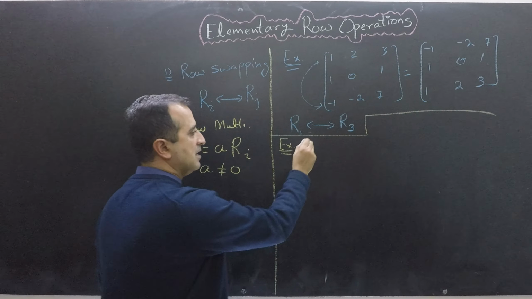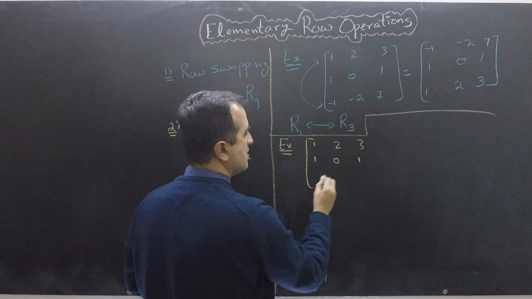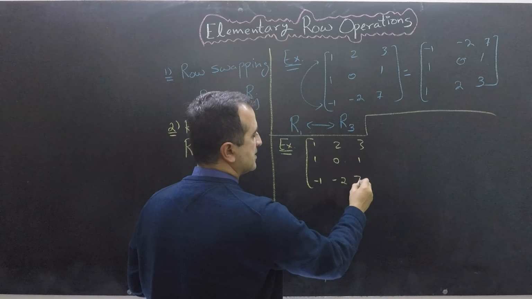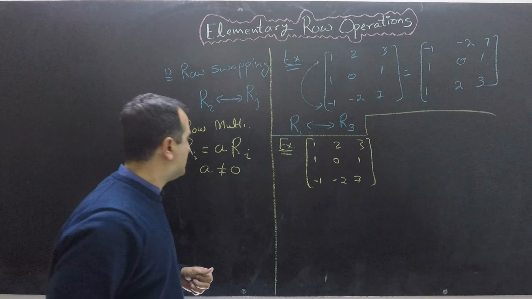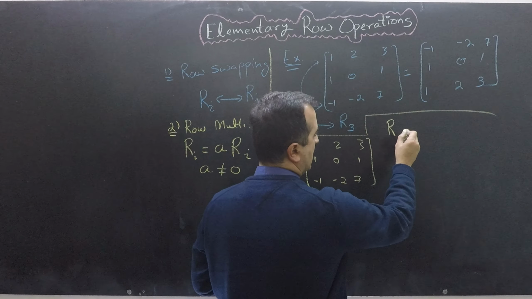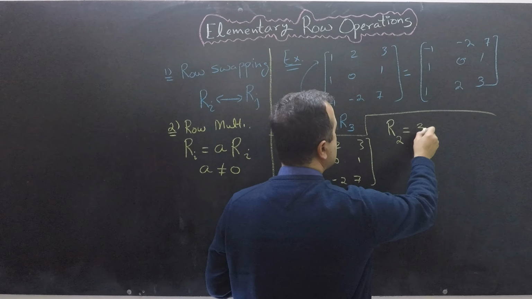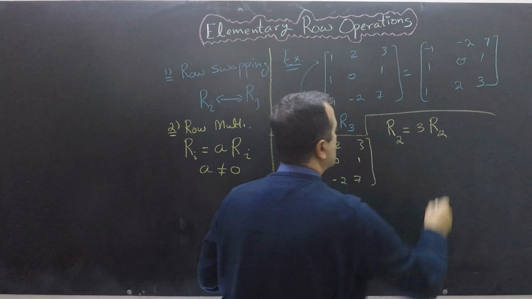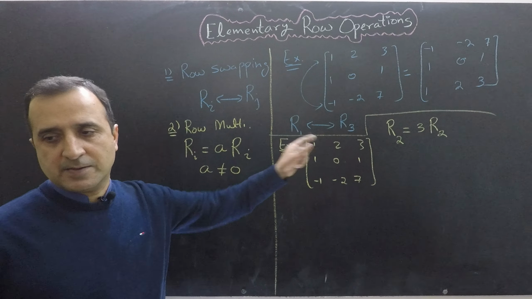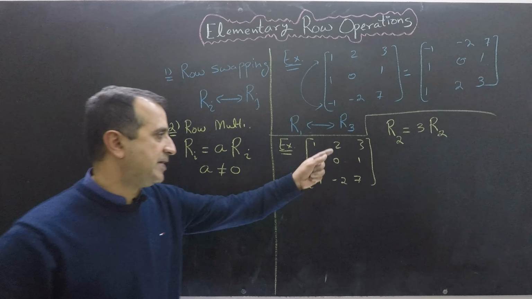So we have the same matrix, 1, 2, 3, 1, 0, 1, minus 1, minus 2, and 7. Let's say I have to apply this operation, which is R2 equals 3 R2. So I have to multiply R2 by 3. That means all the entries of R2 will be multiplied by 3.